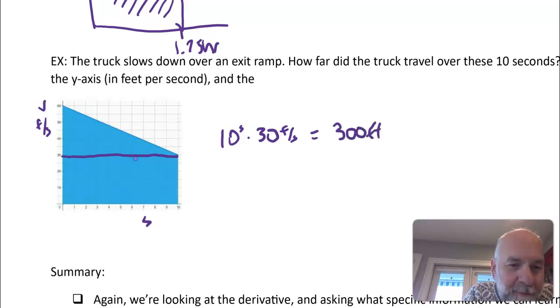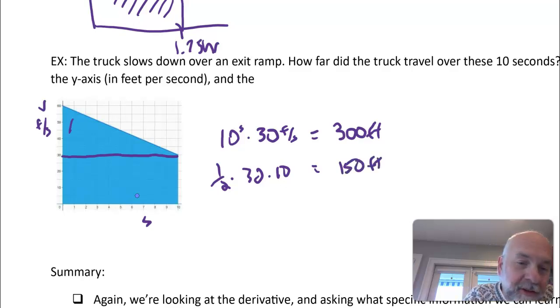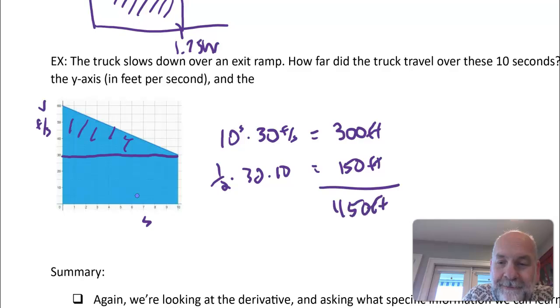But wait, we were going over that for a while. And I can just use area of a triangle here. So it's 1/2 times the height, which is 30, times the length, which is 10. There we go. Oh, that's pretty easy. So that's 300, 150. So that's 150 feet. That's this area right here. And so altogether, I get 450 feet.